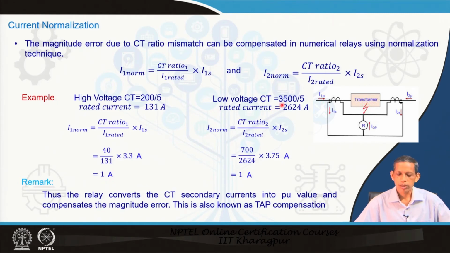Now, the low voltage side CT we have selected is 3500:5 and the rated current is 2624. We have already calculated this for the transformer star grounded delta YD1 connection. The normalized current in the secondary, I2s, we have found to be 3.75. The CT ratio gives 700, the rated current is 2624, so this gives 1 ampere.